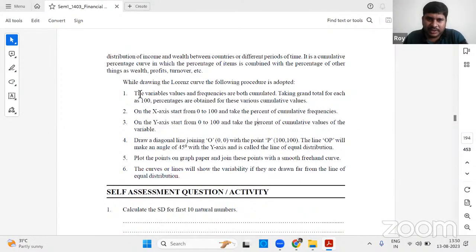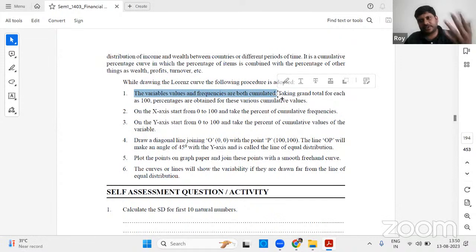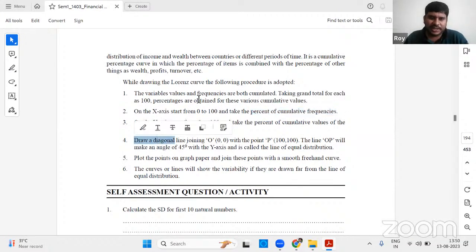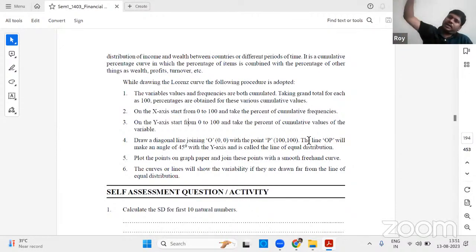See this, again I'm repeating. The variables, values, and frequencies are both cumulated. The cumulative value, right? First value plus the remaining values, total. That's it. Taking the grand total of each as 100, we will consider this as 100 percent. On the x-axis, started from 0 to 100, take the percent of cumulative frequencies. For 100, how much is the percentage? On the y-axis, 0 to 100, take the percent of cumulative values of the variable, already calculated in the first point. And draw a diagonal line joining 0, 0 and P100. Some diagonal line, you draw the line like this. A diagonal means like this, it will go from 0 to this.